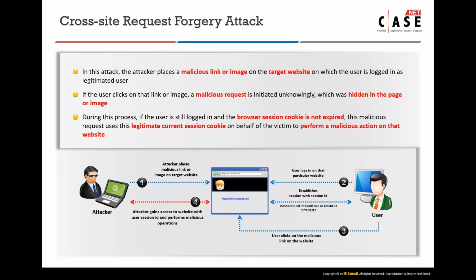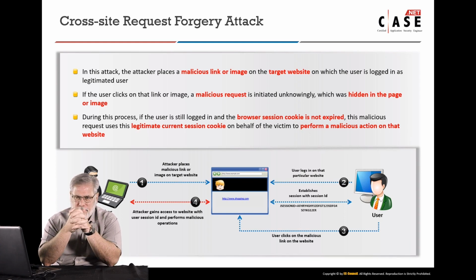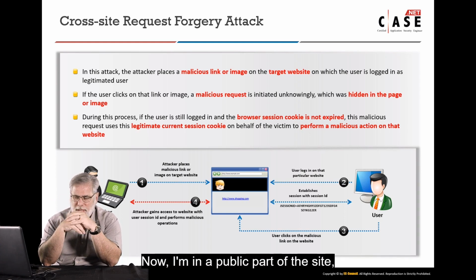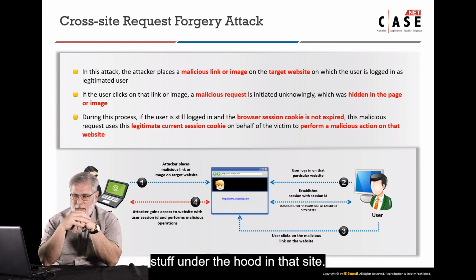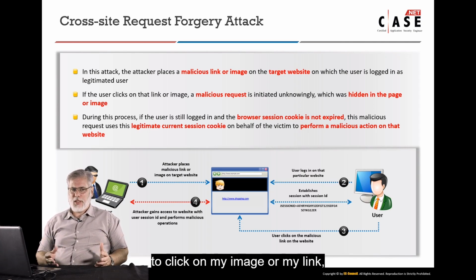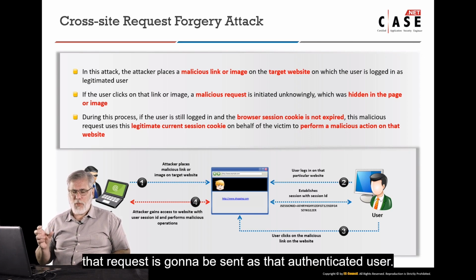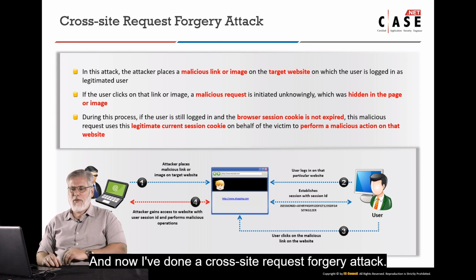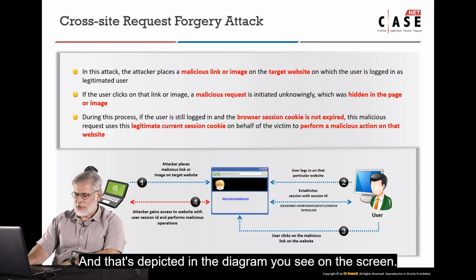In other words, I have been able to insert an image somewhere on a site. Now, I'm in a public part of the site. I'd really like to get at some of the authenticated stuff under the hood in that site. If I can get an authenticated user to click on my image or my link, and that link includes a request, that request is going to be sent as that authenticated user. And now I've done a cross-site request forgery attack. And that's depicted in the diagram you see on the screen.